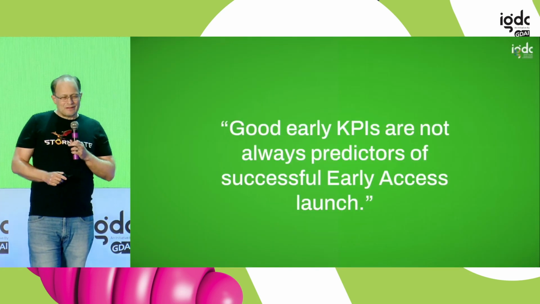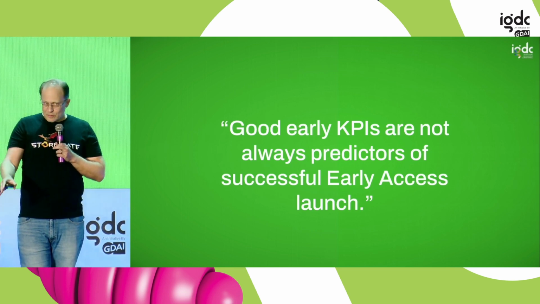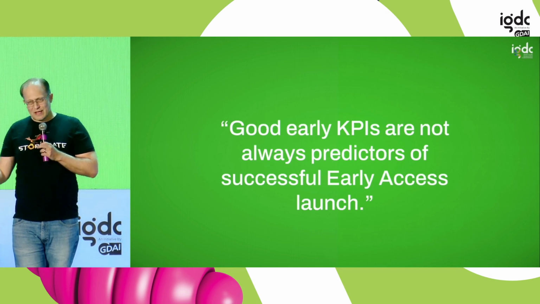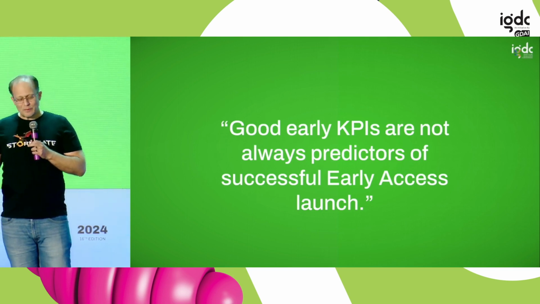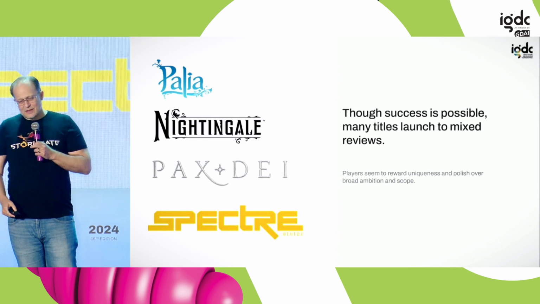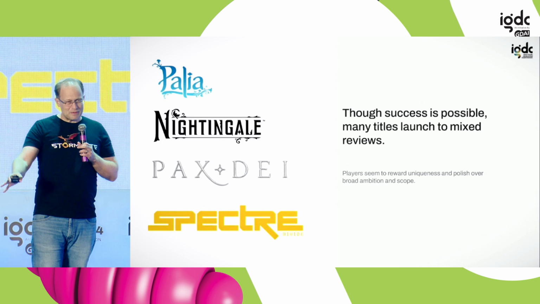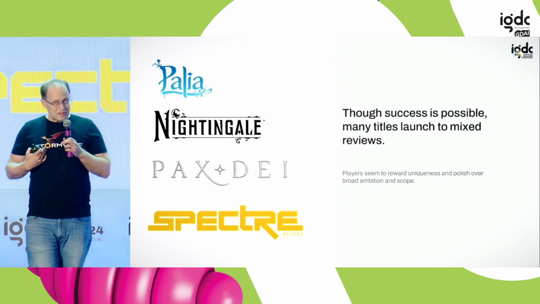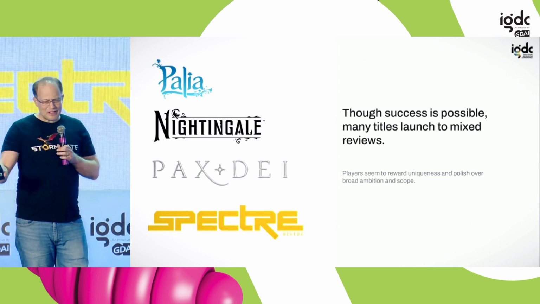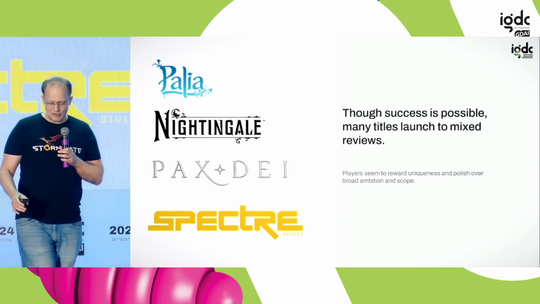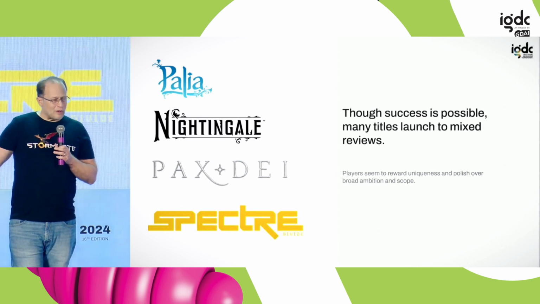It's worth noting that there have been a number of games that have good performance indicators leading into early access launch and still don't necessarily achieve the success that they're hoping for at early access. These are all some great games. This is to take nothing away from these games or these teams, but much like Stormgate, these games, when they launched, had a mixed reception. Palia actually launched off Steam first, but came later. But Nightingale, Pax Day, Spectre Divide are all there on Steam.